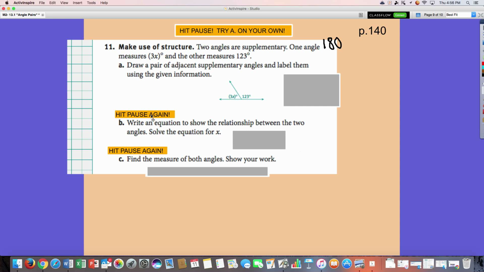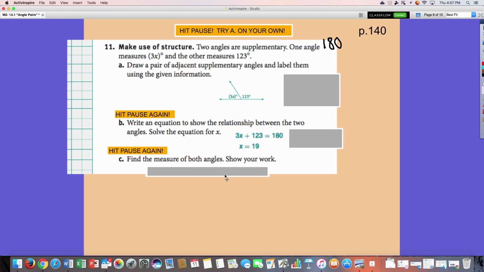Hit pause again and write the equation. If you need to flip back, flip back, because you already wrote it in your book for number 9. Hey, welcome back. Did you write it like this? 3x, this angle, plus 123, this angle, equals 180. And then we solve for x. We know that x is 19. Hit pause again.